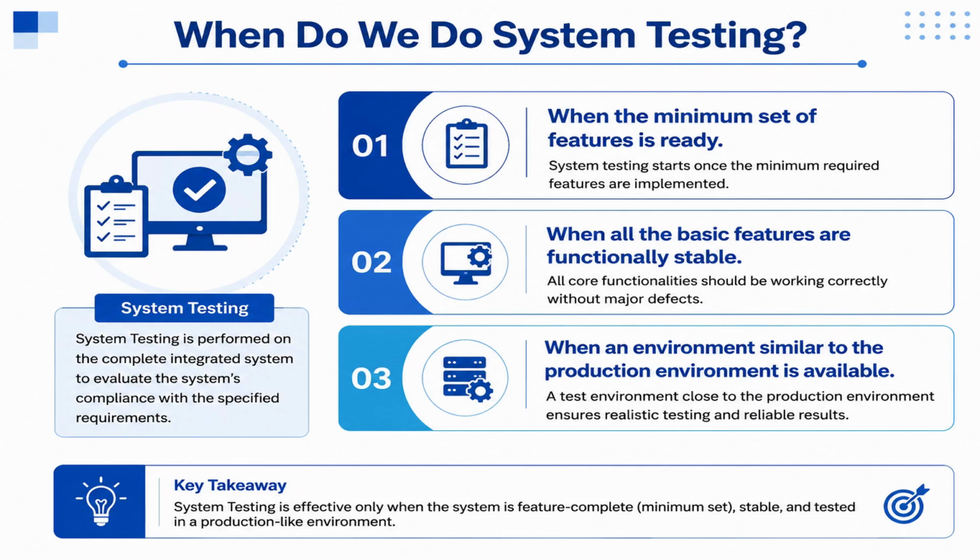The main important point is that system testing is effective only when the system is feature complete. That means a minimum bunch of features, and the application should be stable and tested in a production-like environment. So this is all about system testing.